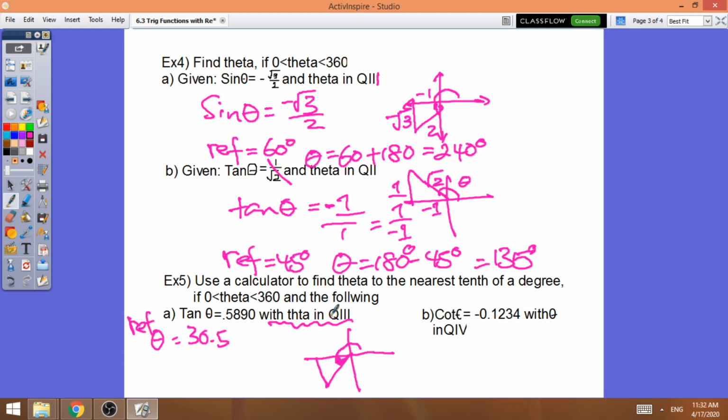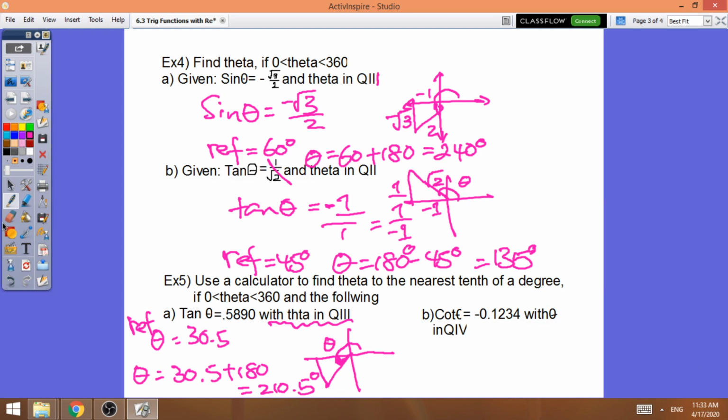And we do know that it's in quadrant 3. So that means theta is going to be 30.5 plus 180, which is 210.5 degrees. Again, whatever ratio you find, that's just giving you the reference angle. So you've got to be careful with the quadrant number. Whatever the quadrant number is, you need to subtract from or add to the boundary angle. So the next one is given that cotangent of theta.